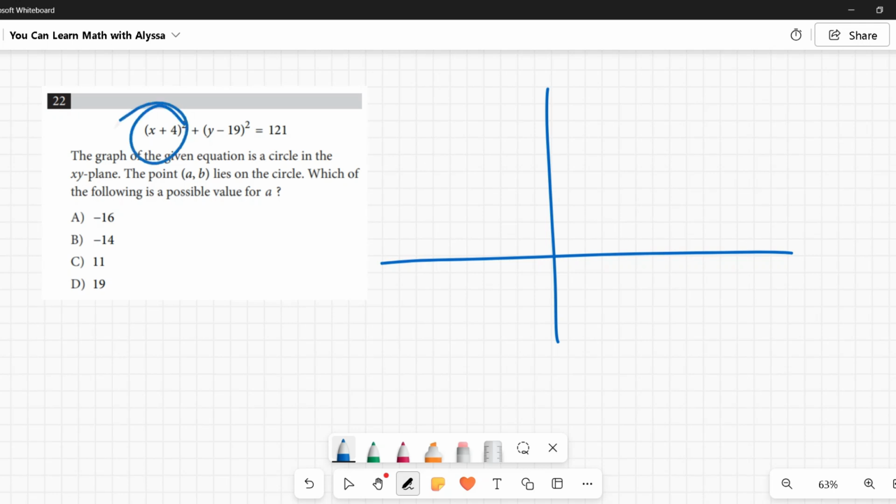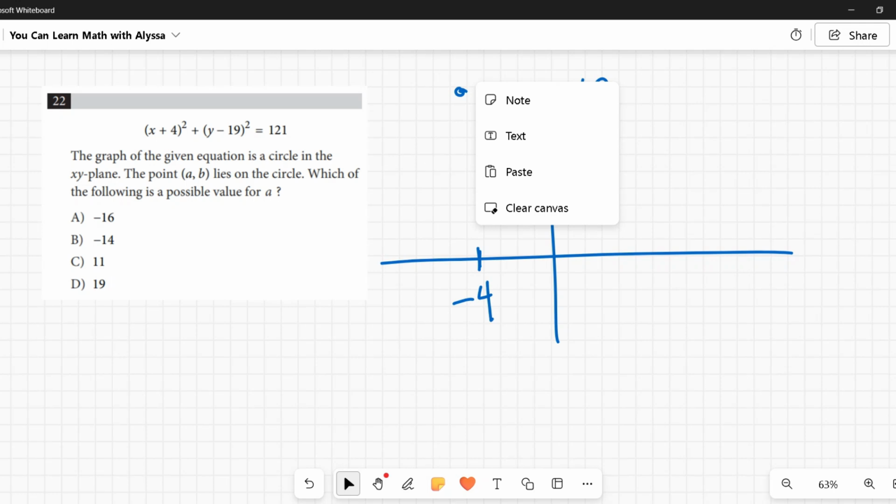So our first part, x plus 4. So I know the x coordinate is the opposite of positive 4. It is negative 4. And then y minus 19. So I know the y coordinate for the center of that circle is the opposite of that. It's positive 19. This is not to scale.